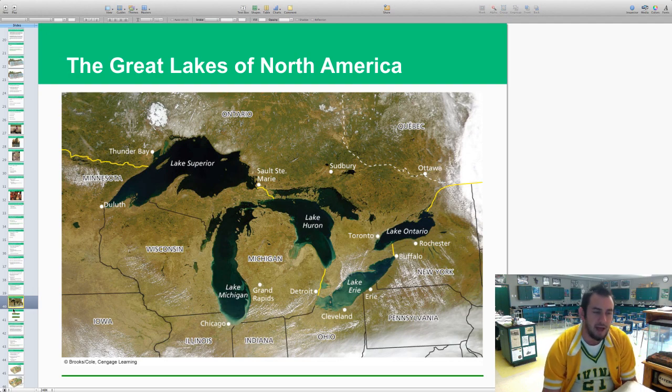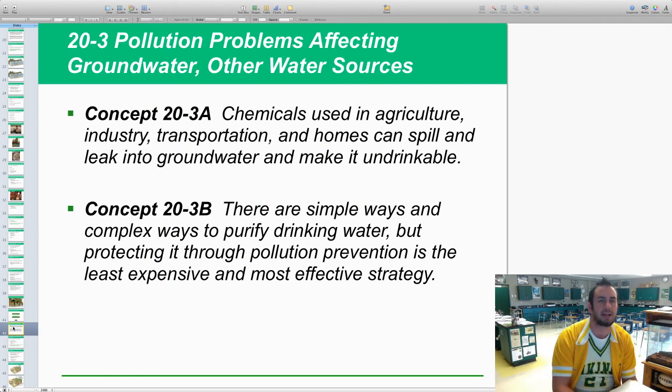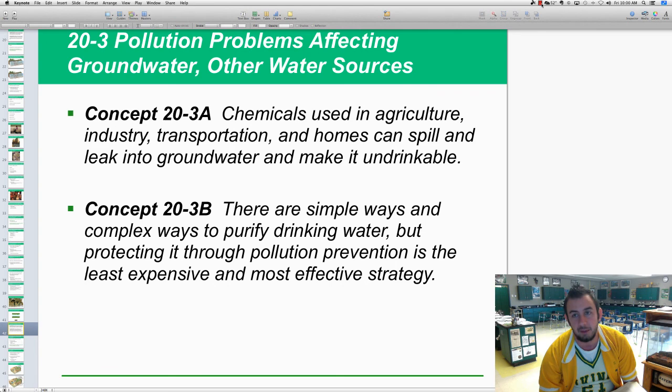So we'll pause there for right now. Next time we're going to talk about 20-3, looking at groundwater, which is very important to us since that's where we get most of our water from.